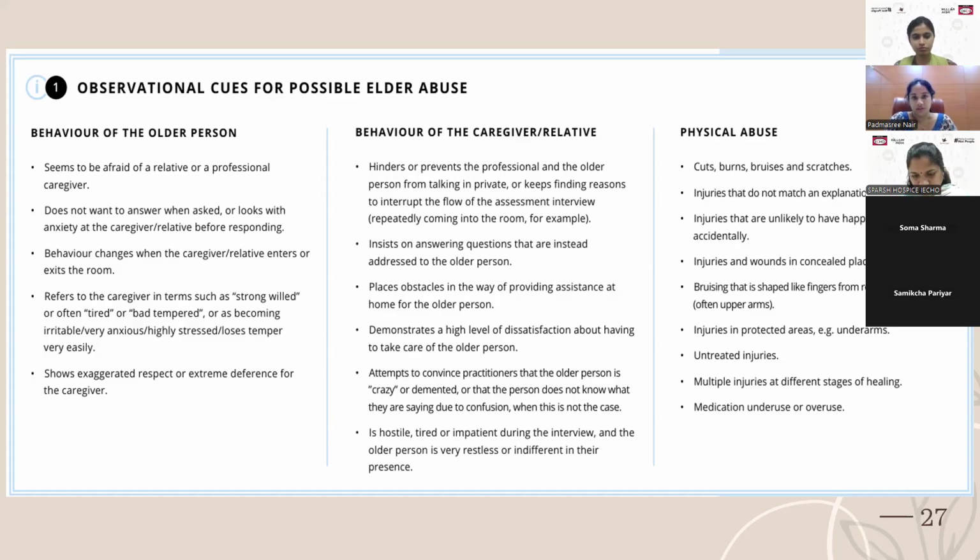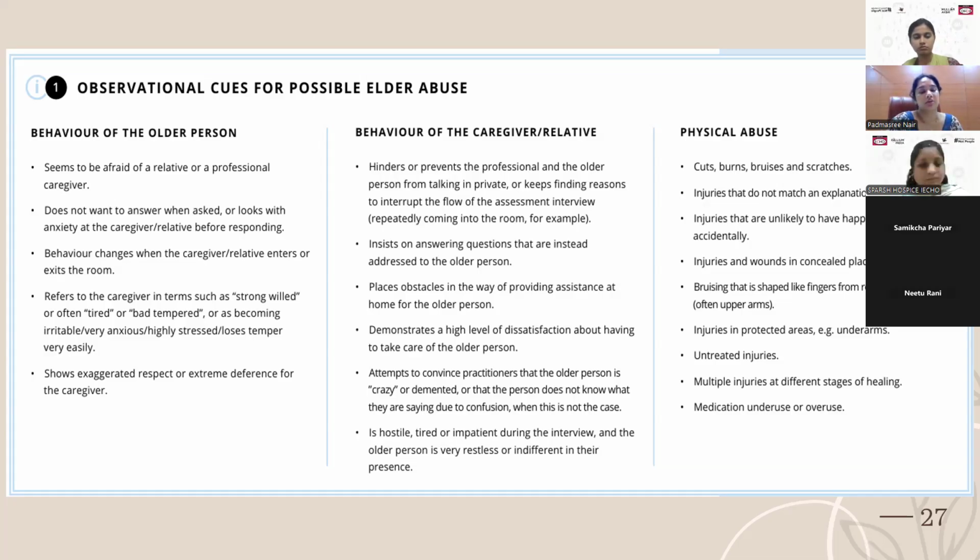When we examine, or even when the nurses examine, they may notice any cuts, burns, bruises, or scratches over the body. We may notice injuries that do not match the explanation that the elderly people give. They may have injuries that do not look accidental. Sometimes we may see injuries in concealed or protected areas, or bruising shaped like an impression of the fingers, especially from rough handling. The injuries may be untreated, or people may have multiple injuries at different stages of healing, which means they've maybe been abused multiple times over a period of time.